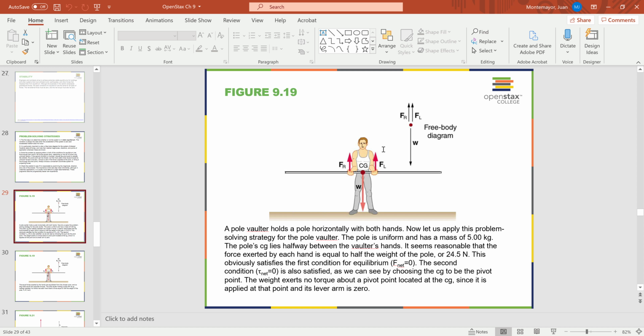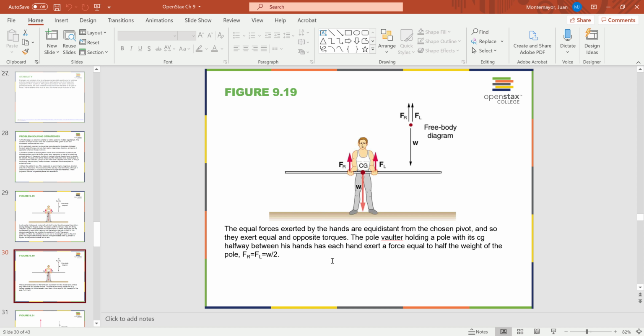The second condition, torque equals zero, is also satisfied, as we can see by choosing the center of gravity to be the pivot point. The weight exerts no torque about the pivot point located at the center of gravity, since it is applied at the point and its lever arm is 0. So we're putting our center of gravity here, where the center of gravity of the person is, in between both forces. Then we know that our torque is 0 because our radius is 0.